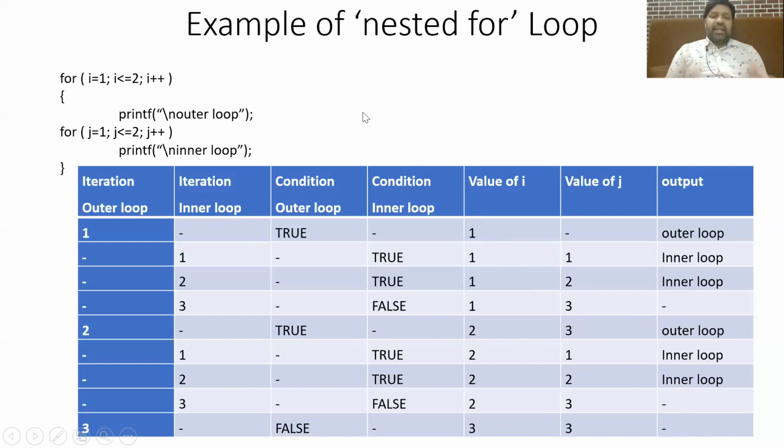So what's the idea here? The idea here is that for each iteration of the outer loop, the inner loop will be executed fully. So that means if you have an outer loop that will be executed for 3 iterations, the inner loop will be executed completely 3 times.